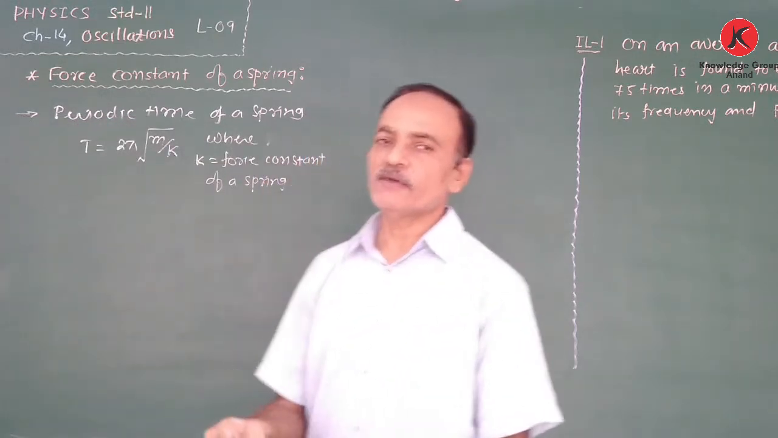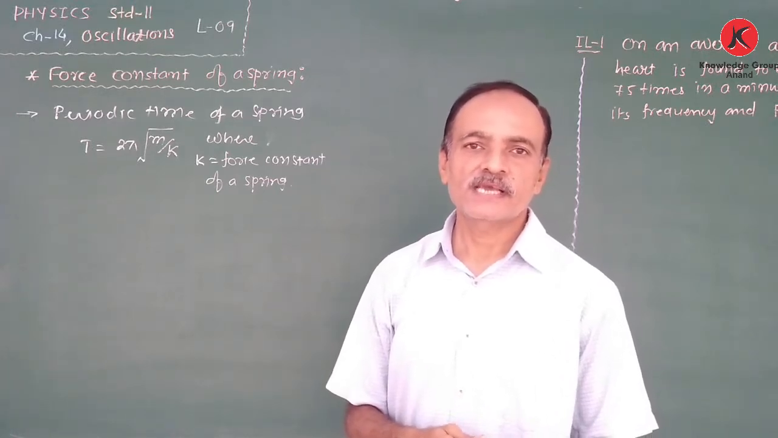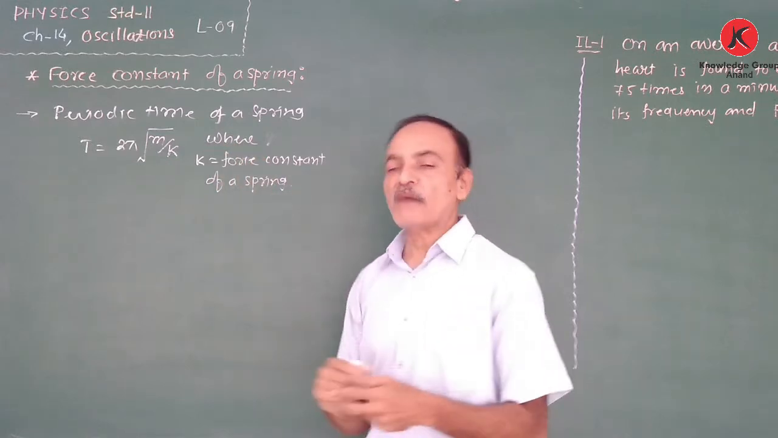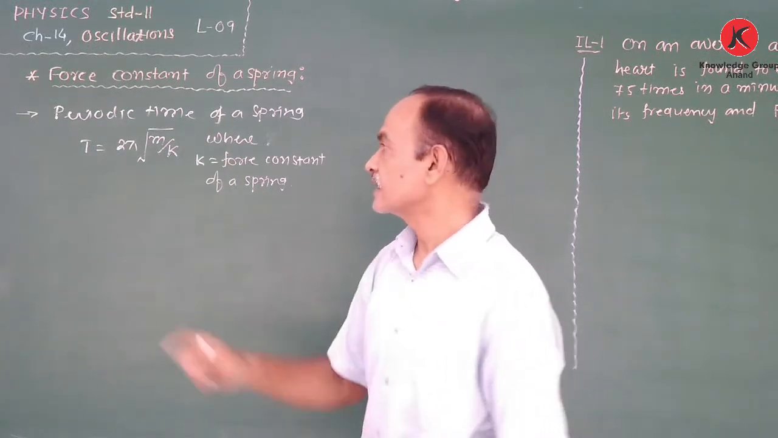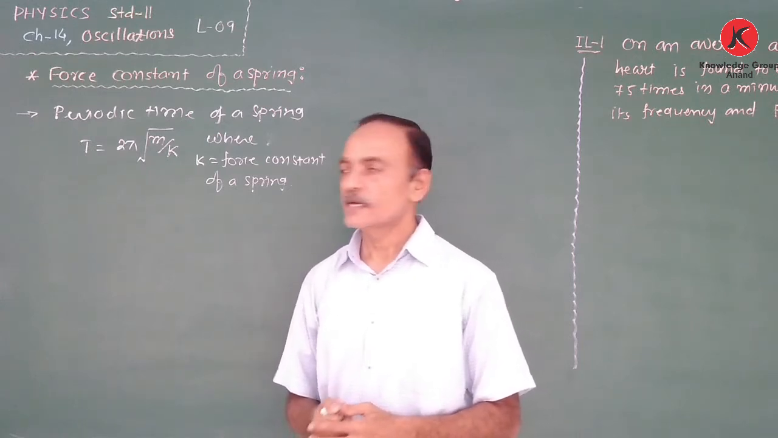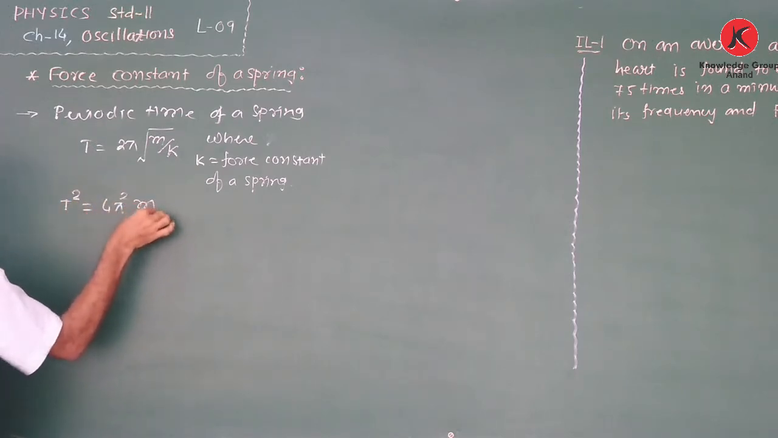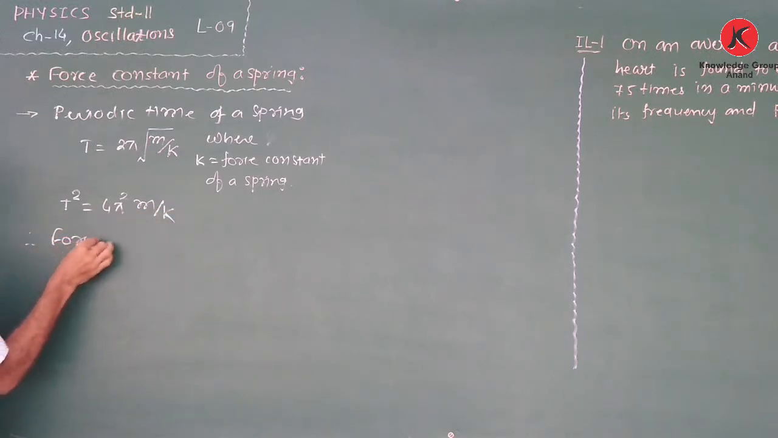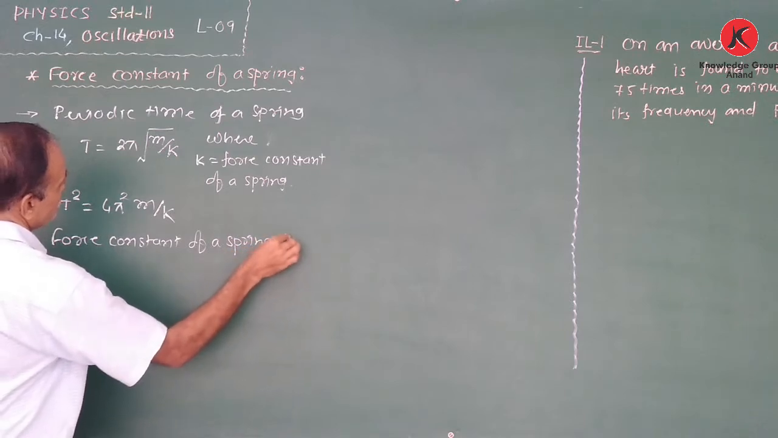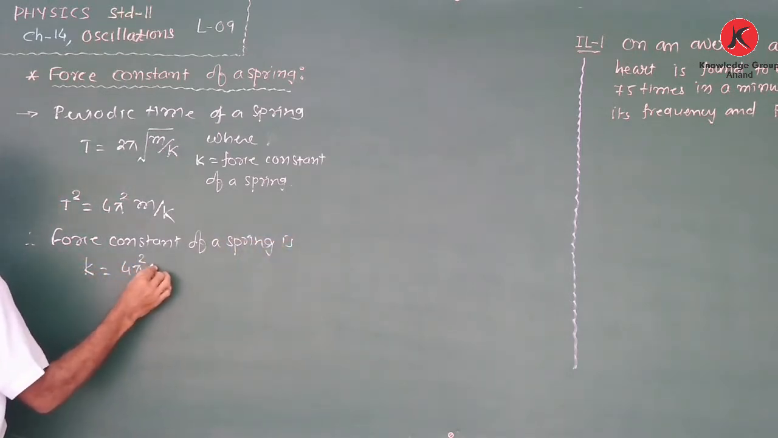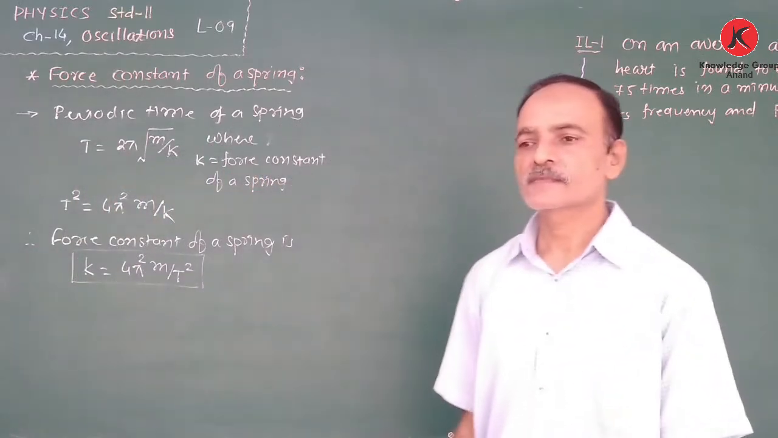Now friends, in practical we also have to find out the force constant of a spring in an experiment. So how do we find the force constant? As we know the periodic time and the value of the mass suspended at the free end of the spring, we use the equation T is equal to 2 pi under root of m upon K. Squaring both sides, T square is equal to 4 pi square m upon K. Therefore the force constant of a spring is K is equal to 4 pi square m upon T square. That is the equation of the force constant for a single spring.